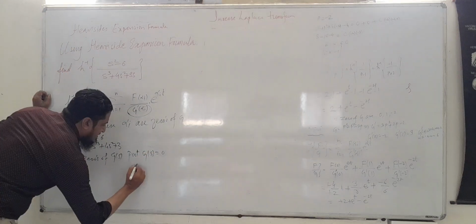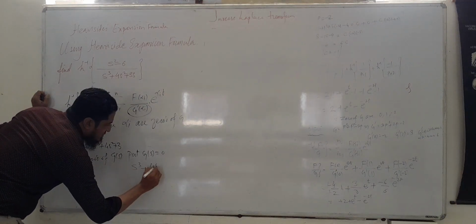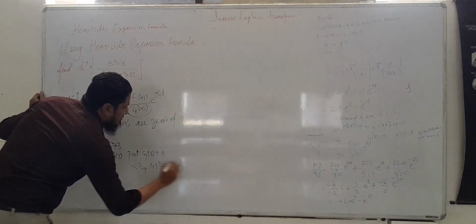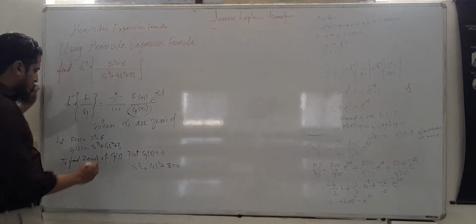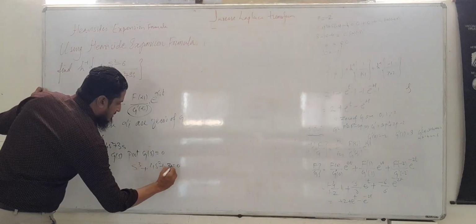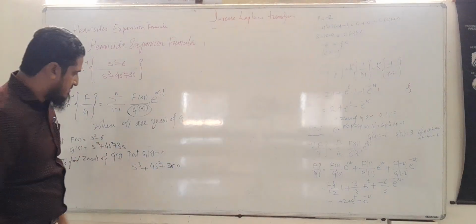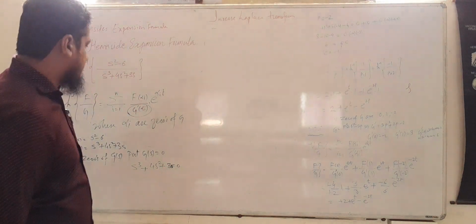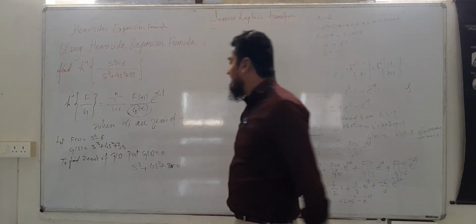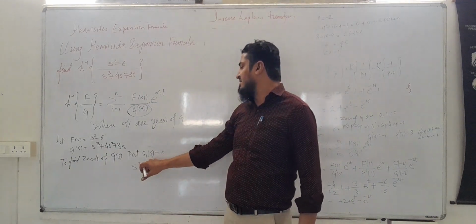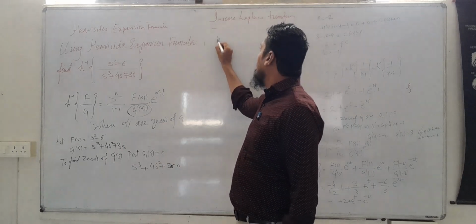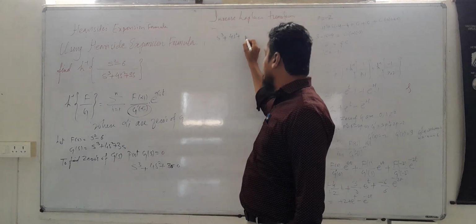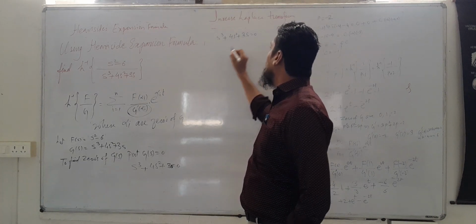So we will get s cube plus 4s square plus 3s equals 0. To find the zeros of g of s, we put g of s equal to 0, and s cube plus 4s square plus 3s equals 0.